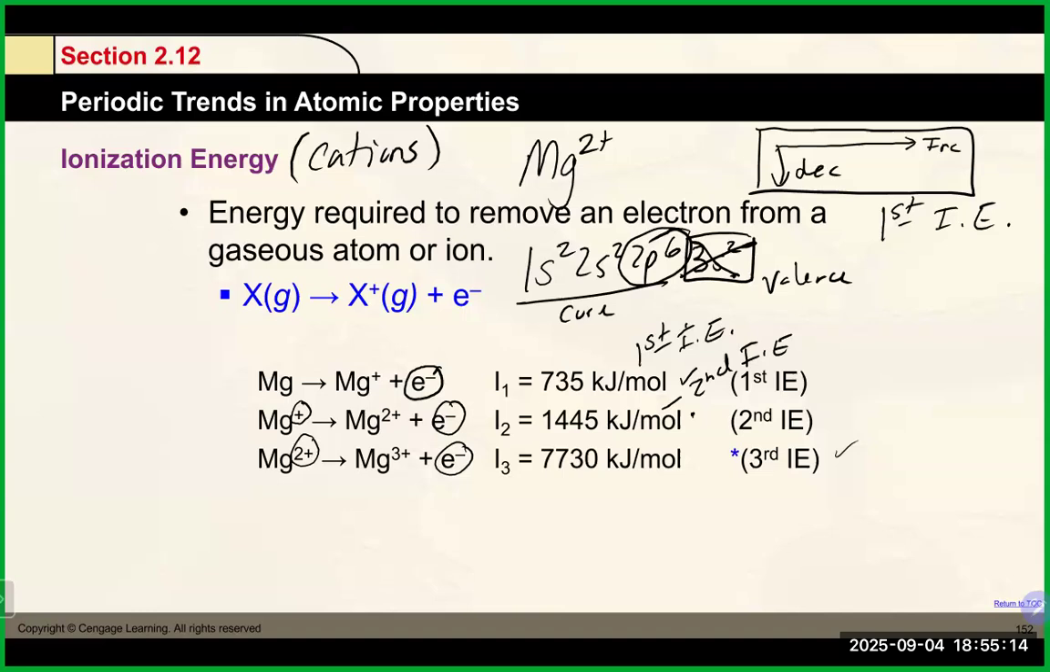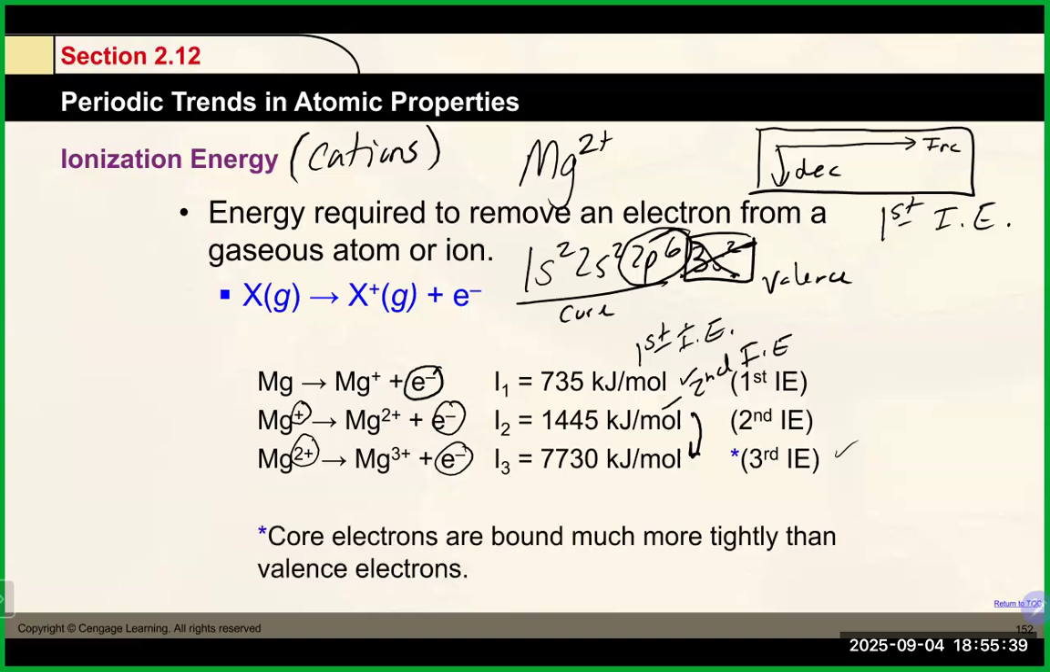It goes from like 1400 to almost 7800. It's almost a 5 to 6-fold jump of energy needed to do that, and it's just not going to happen under normal conditions. That's why, for example, magnesium taps out at +2, because it's lost those two valence electrons, and it's not energy efficient to try to rip out those core electrons. It just takes too much energy to do so. Any questions on that there?